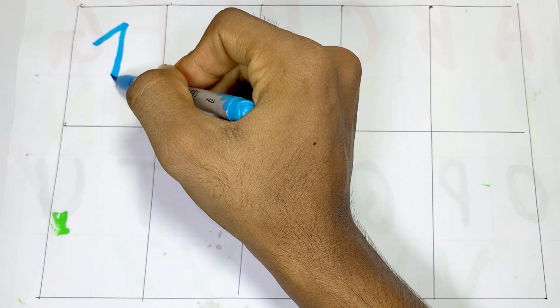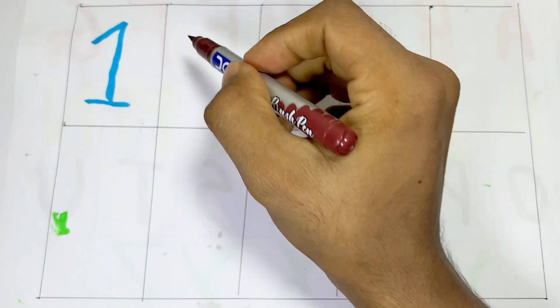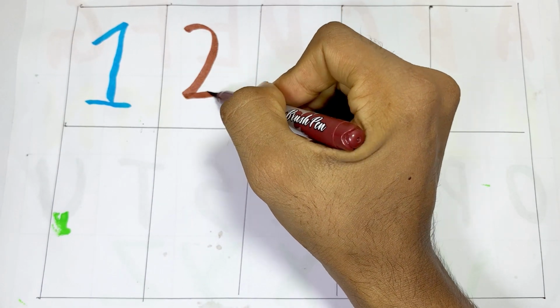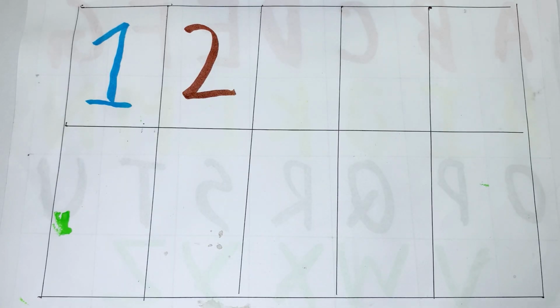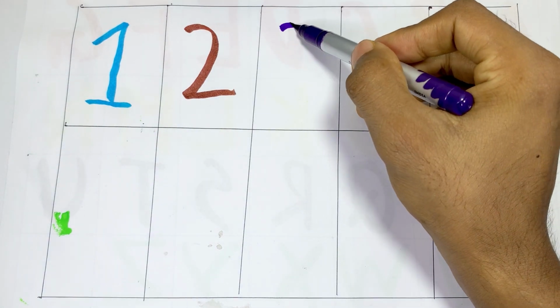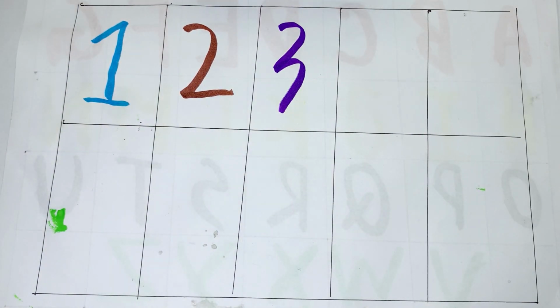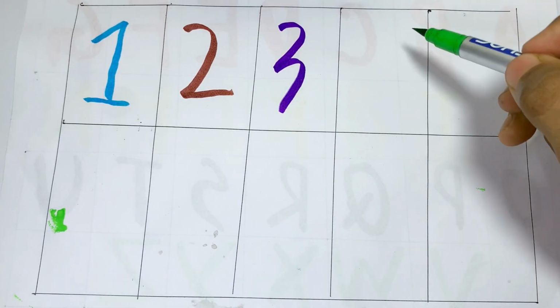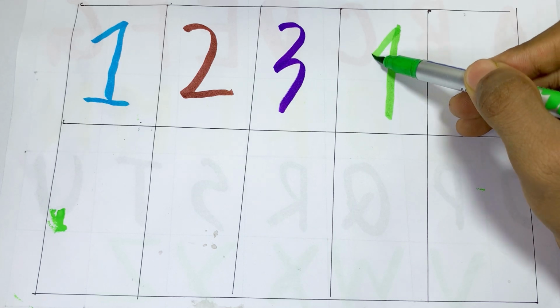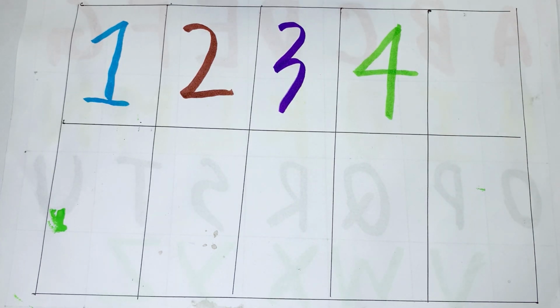Kids, now you draw 1, 1, O-N-E, 1. Kids, now you draw 2 and use brown color. 2, T-W-O, 2. Kids, now you draw 3 and use purple color. 3, T-H-R-E-E, 3. Kids, now you draw 4 and use light green color. 4, F-O-U-R, 4. Kids, now you draw 5 and use red color.